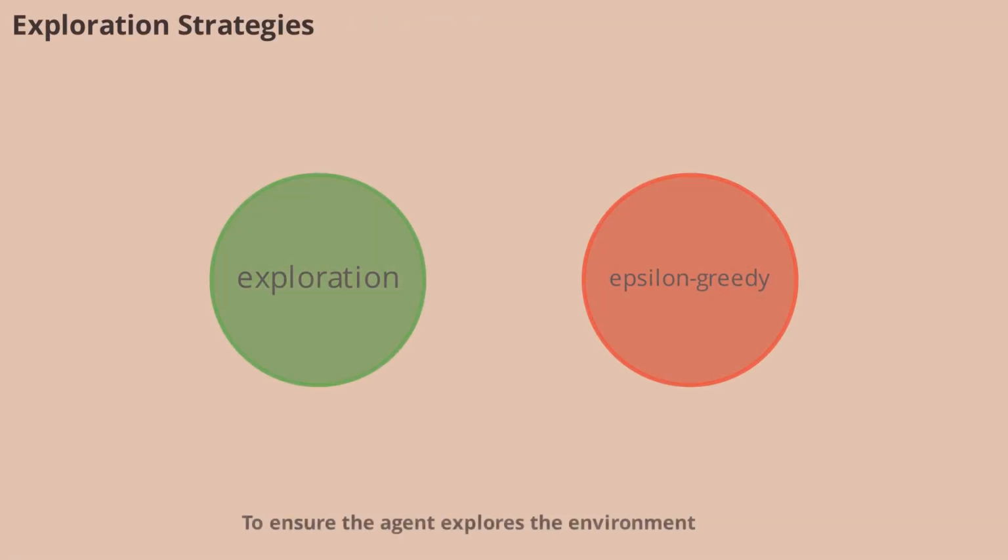To ensure the agent explores the environment, RL algorithms often use strategies like epsilon greedy. With epsilon greedy, the agent chooses a random action with probability epsilon and the best-known action otherwise. This encourages exploration early on and more exploitation as learning progresses.